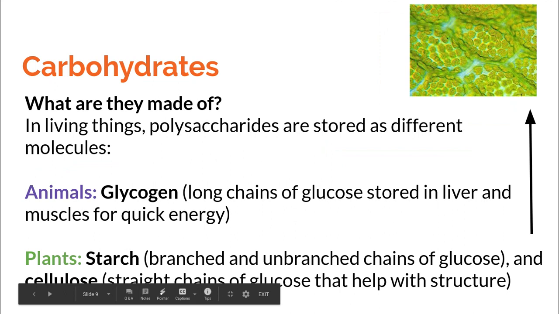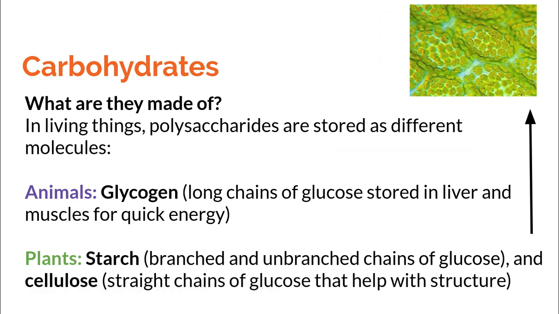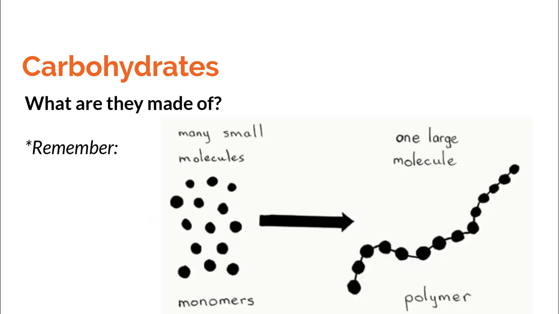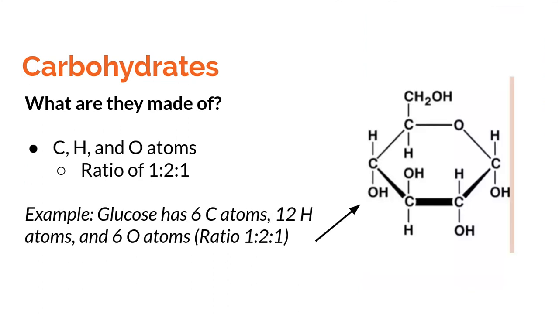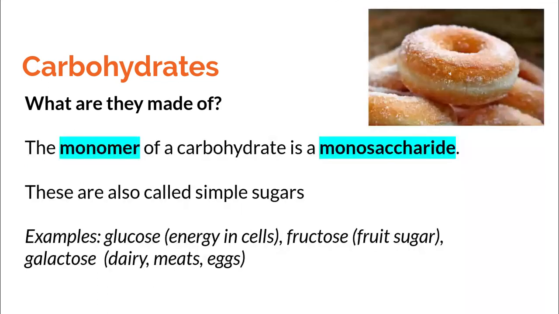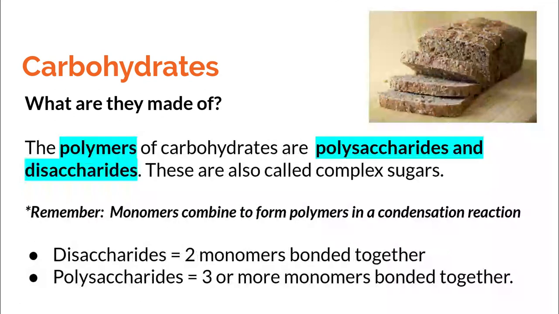And that is it for today. That is our summary of carbohydrates. Again, carbohydrates are used for energy in the body and also for structure, for example, in plants. They always have a 1 to 2 to 1 ratio of carbon, hydrogen, and oxygen atoms. Their monomers are called monosaccharides. And when you bond those monosaccharides together, you get polymers. One is called a disaccharide, which is made of 2 monomers, and a polysaccharide is made of 3 or more monomers bonded together.